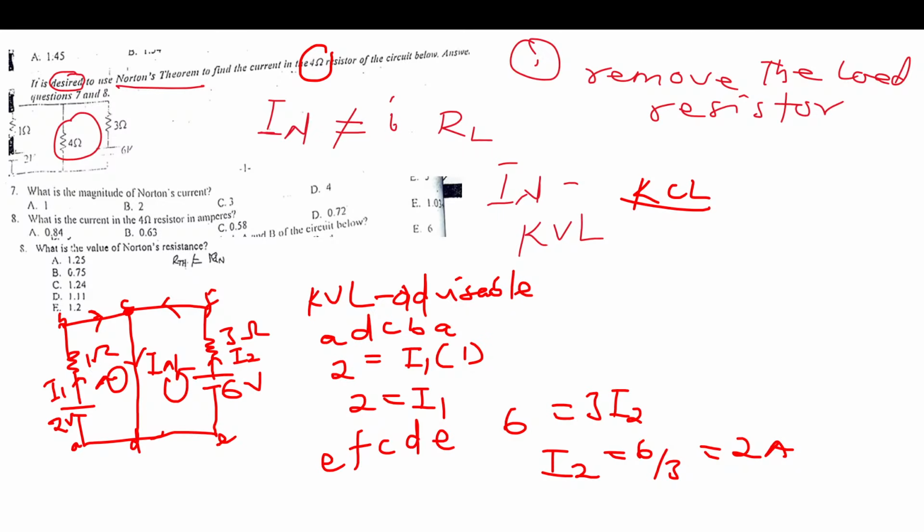We can see that I1 is coming towards the node. We can see that I2 is also coming towards the node. IN is leaving the node. What does KCL say? KCL states that the summation of currents entering a node is equal to the summation of currents that are leaving the node. So considering the node at C, I1 is entering the node plus I2 is also entering the node, but IN is leaving the node.